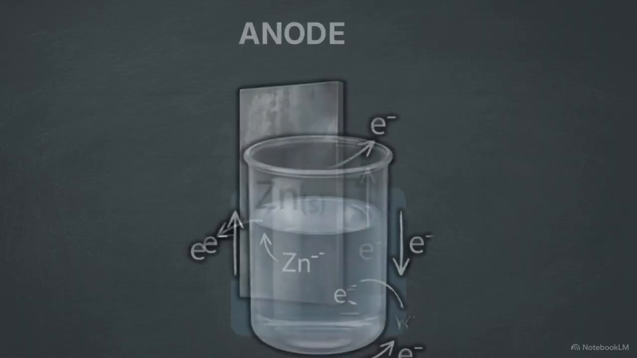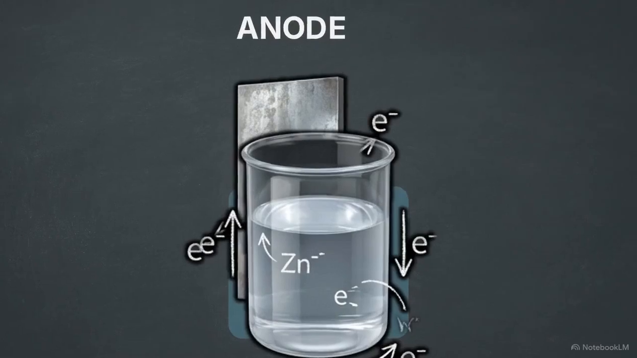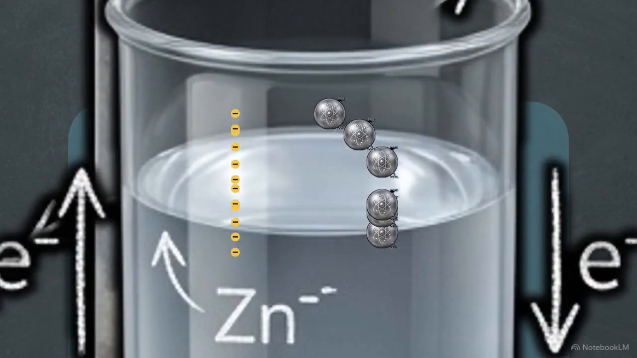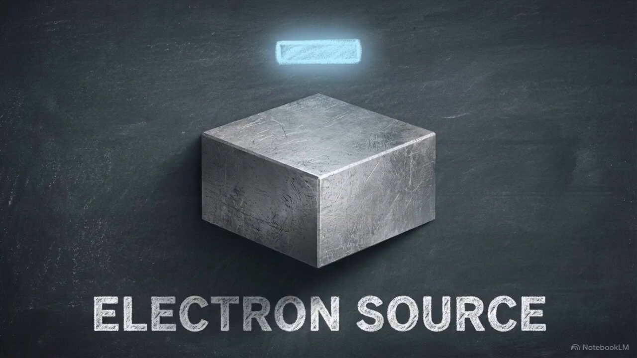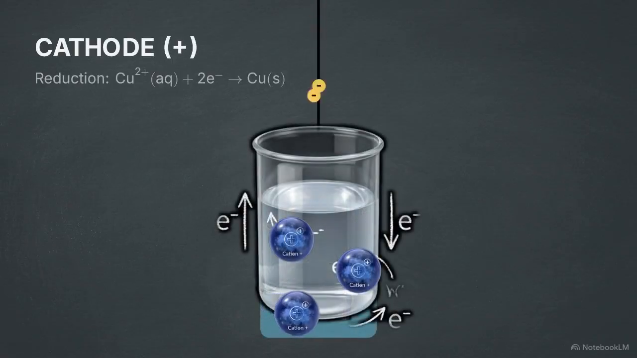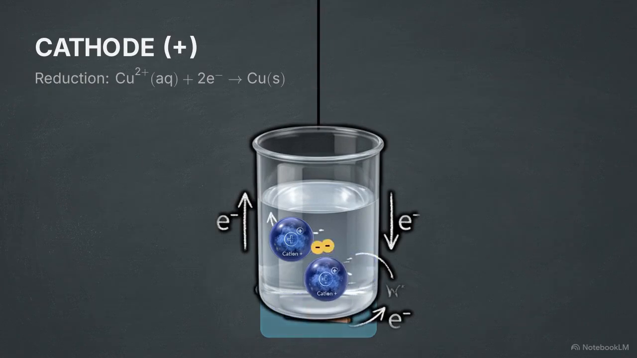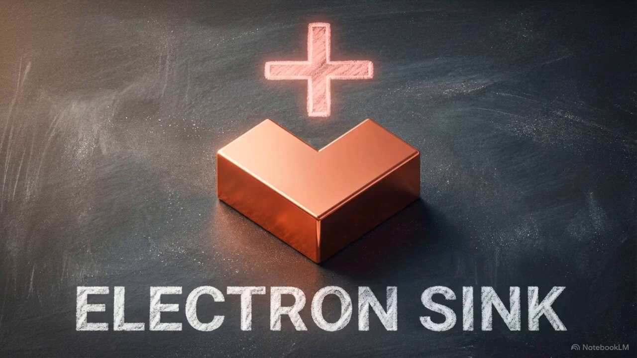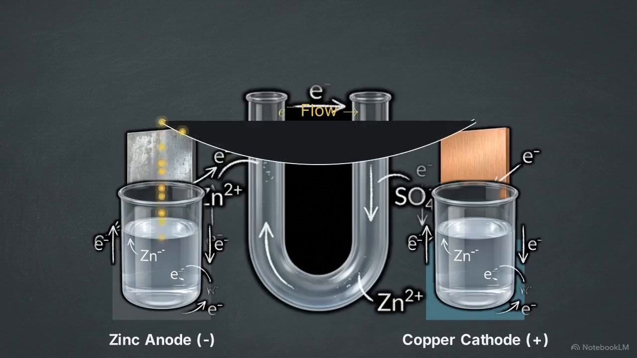The zinc compartment acts as the anode. Here, zinc atoms undergo oxidation, shedding their electrons and leaving behind a negative charge. This establishes the anode as the negative terminal of the system. On the opposite side is the cathode. The copper ions in the solution eagerly accept those incoming electrons to undergo reduction, establishing the cathode as the positive terminal. The electrons now have a clear path.